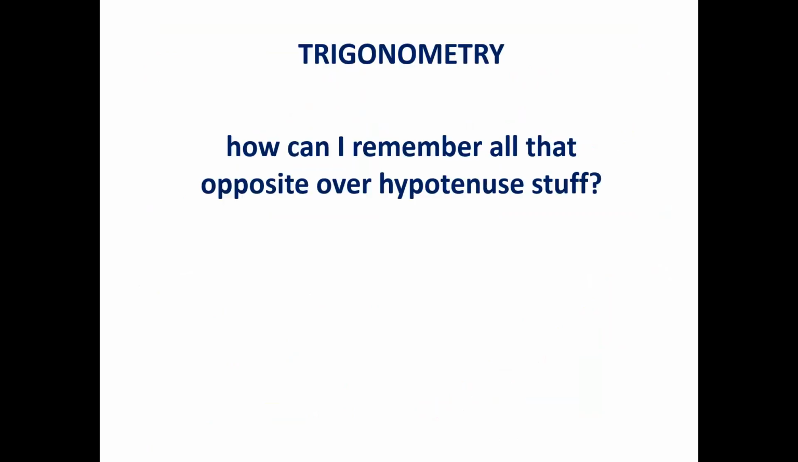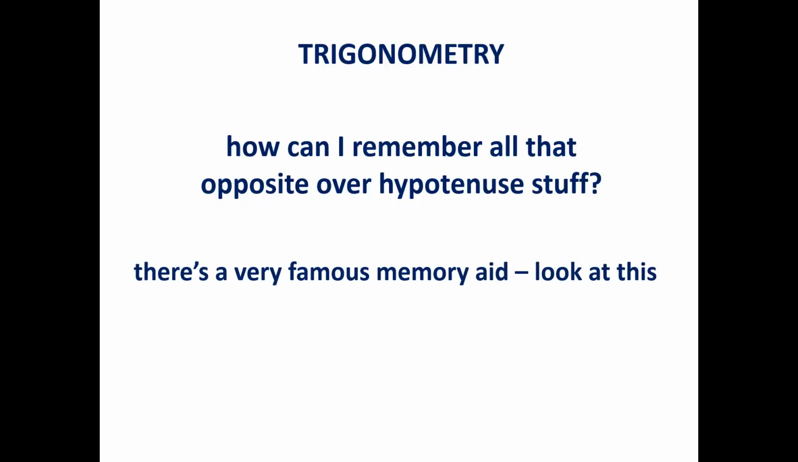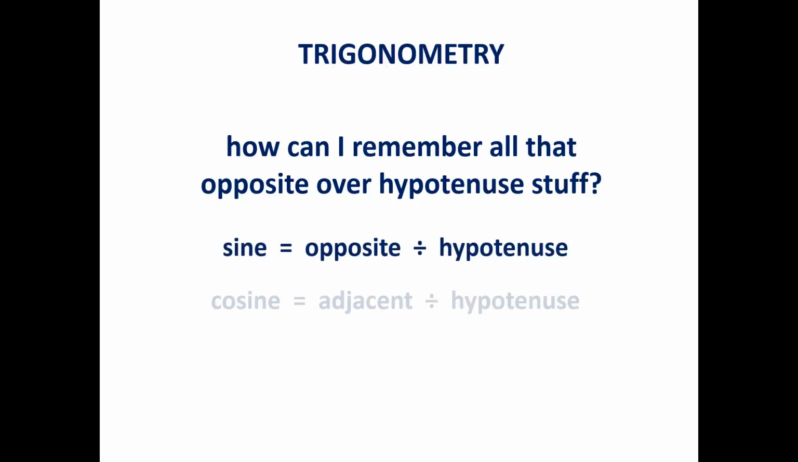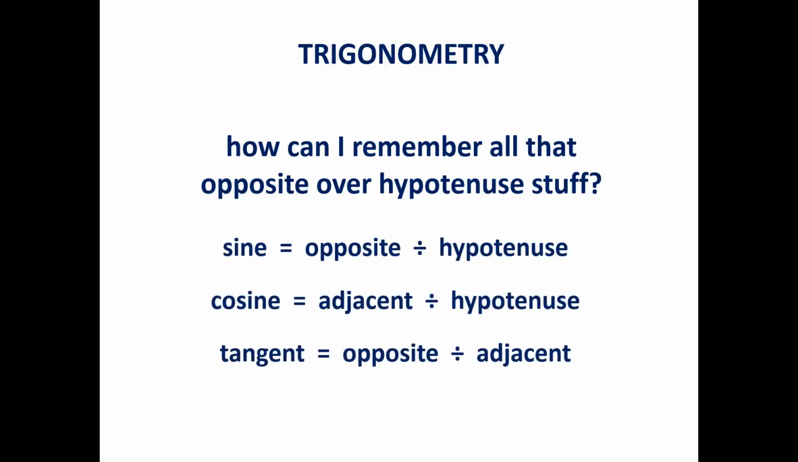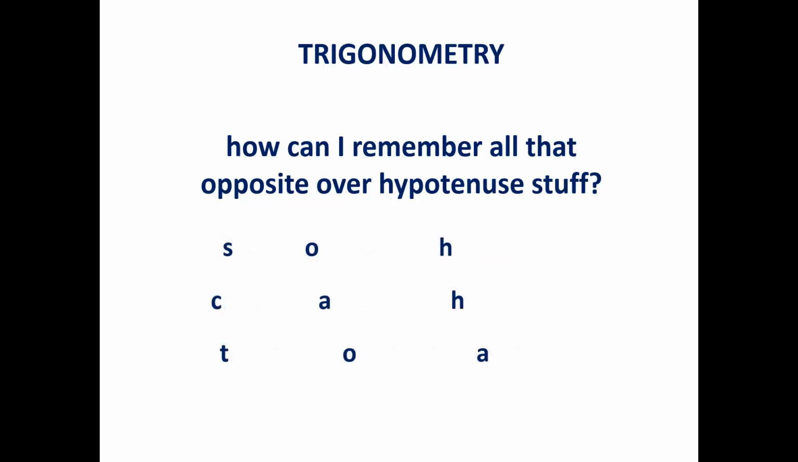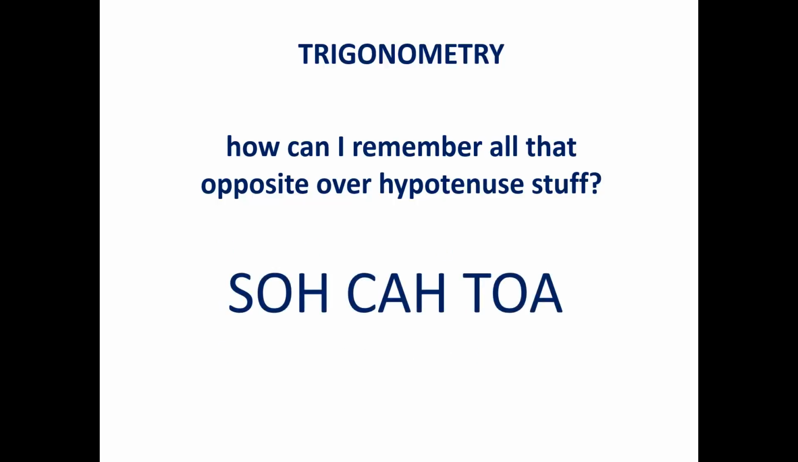Now the trouble is, it's quite a lot to remember, isn't it? How can you remember that opposite over hypotenuse stuff? Well, there's a very famous memory aid. Look at this. Sine is opposite divided by hypotenuse. Cosine is adjacent divided by hypotenuse. Tangent is opposite divided by adjacent. Let's take the first letter of everything there, and let's get rid of everything else. And we've got SOH, CAH, TOA, SOHCAHTOA. There we go, and that's our memory aid.